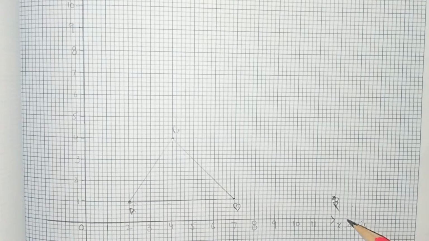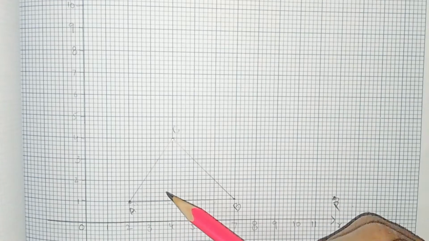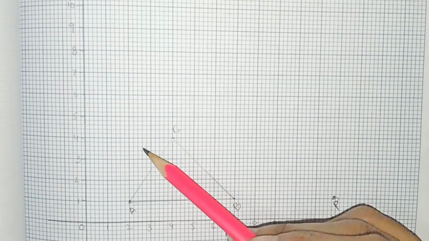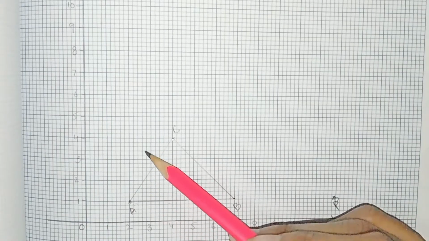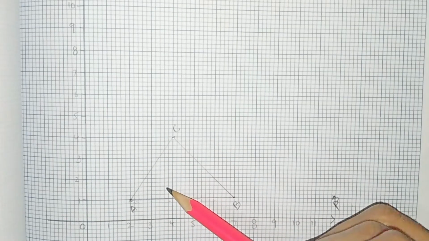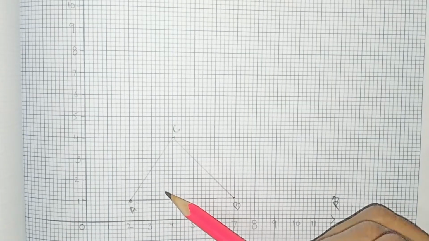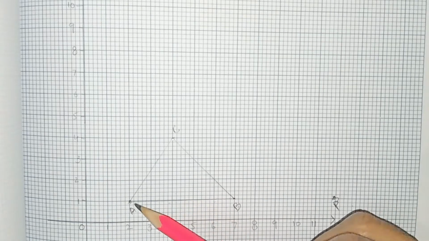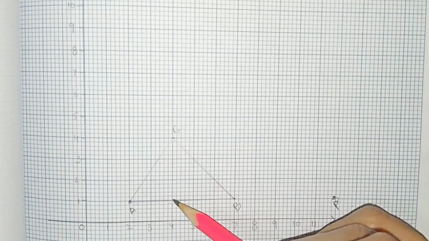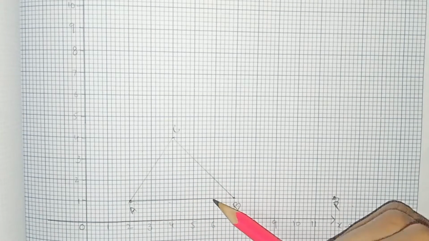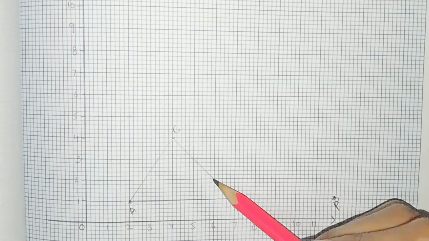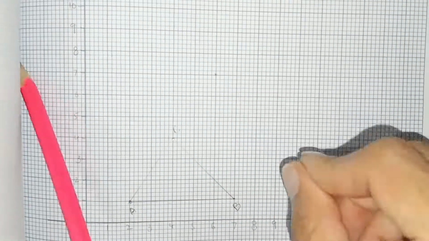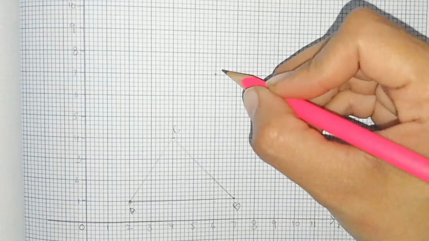Now we have to plot the point Q. Point Q is the enlargement of point C. We can see that this is 3 points away from A along the y-axis and 2 points along the x-axis, and we multiply them by 2, we get 4 along the x-axis and 6 along the y-axis. 1, 2, 3, 4, and along the y-axis 1, 2, 3, 4, 5 and 6. This is the point Q.